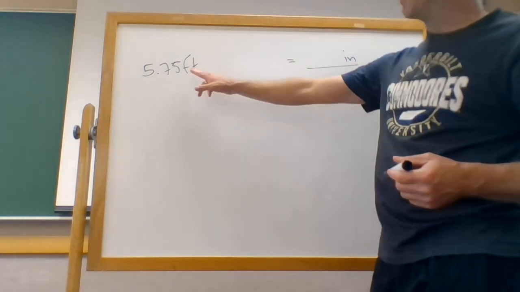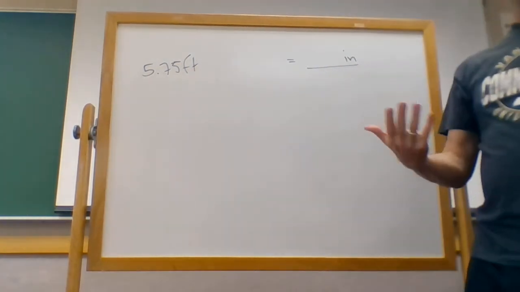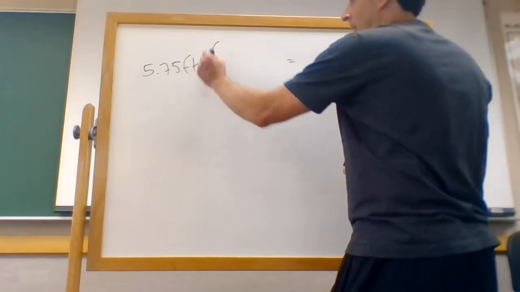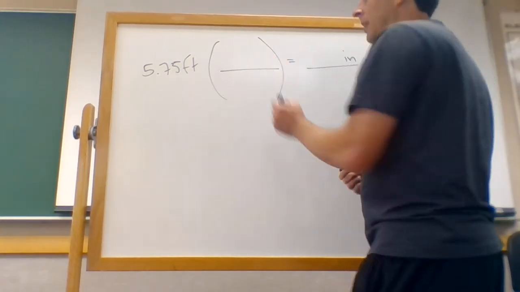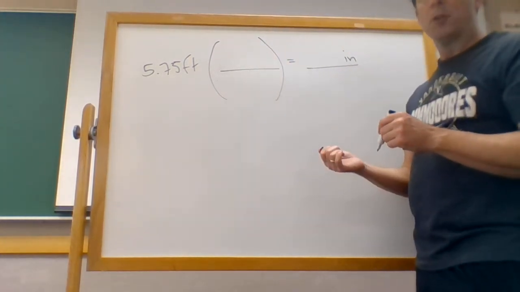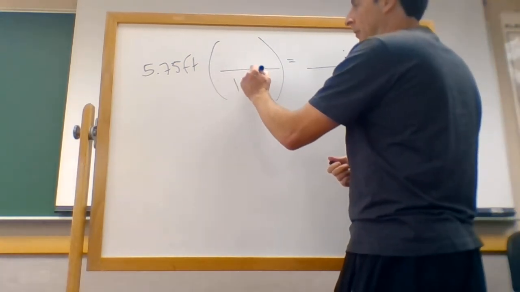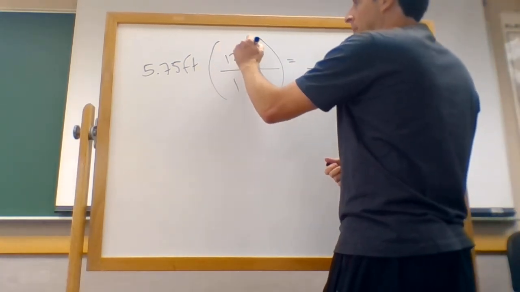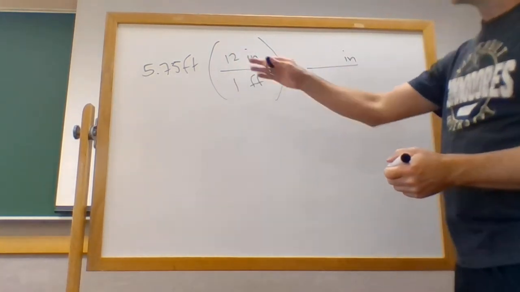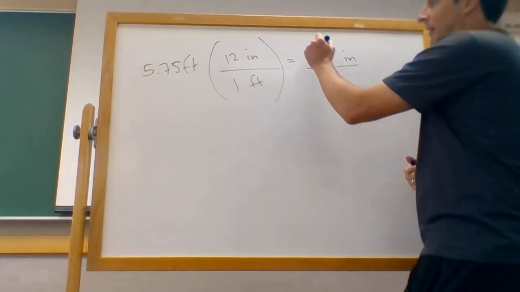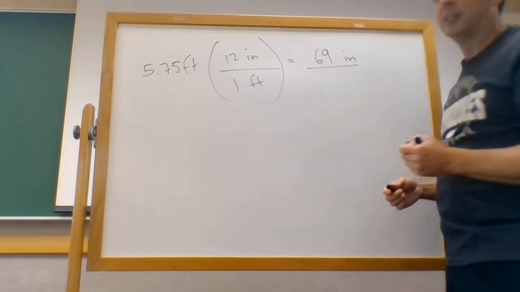Again, I know the relationship between feet and inches. That's a single step relationship, so I can just write my conversion. It's 12 inches in a foot. The one I'm canceling goes in the bottom, so I'm going to put the 1 foot in the bottom and the 12 inches in the top. If I multiply those together, it should come out, I think, to 69 inches.